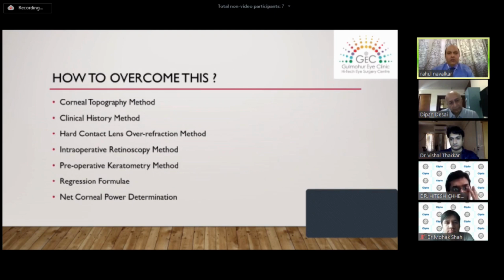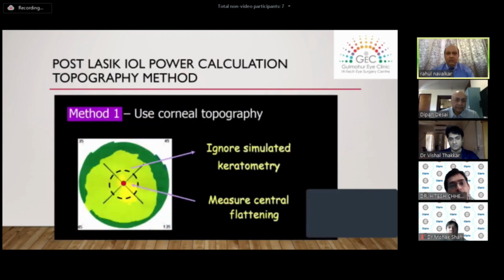A corneal topography method, a clinical history method, hard contacts over refraction method, intraoperative retinoscopy, pre-operative keratometry, regression formula, net corneal power determination. So let us just briefly touch upon these things. The first method, using corneal topography, you ignore the SIM-K values and go only with the central corneal curvature. So only the central zone.